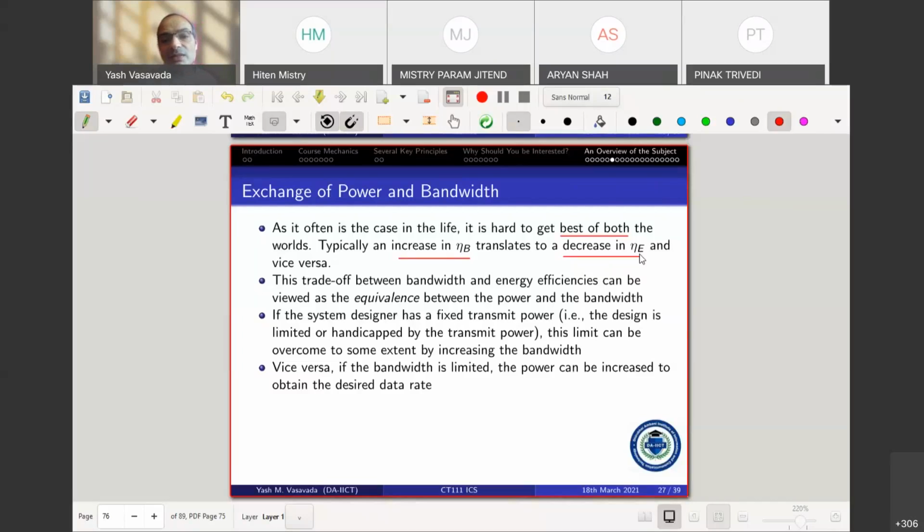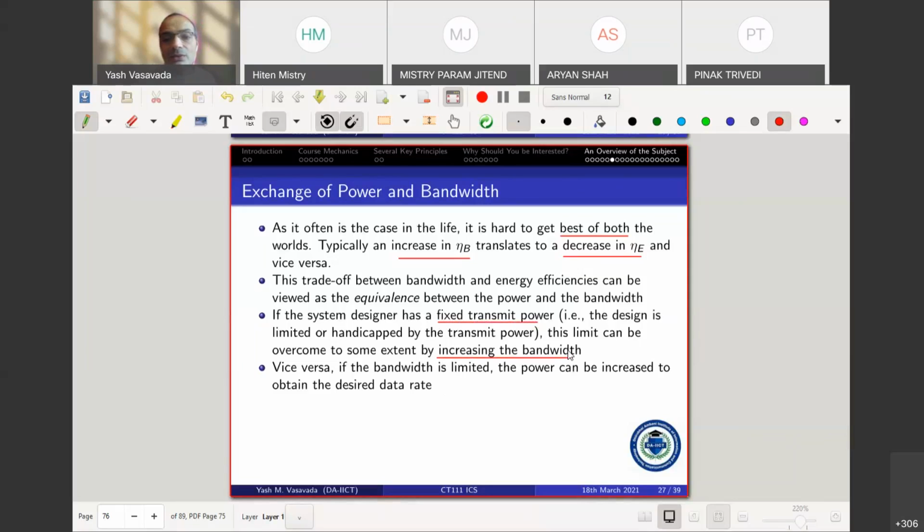Sometimes as an engineer, you may have only a fixed transmit power, meaning that your phone battery is of a certain size and the antenna is of a certain size. So basically the antenna cannot radiate more than some fixed amount of power. Now, given that limitation, suppose you want to increase the data rate, then what Shannon pointed out is that you can do it if you are willing to increase the bandwidth.